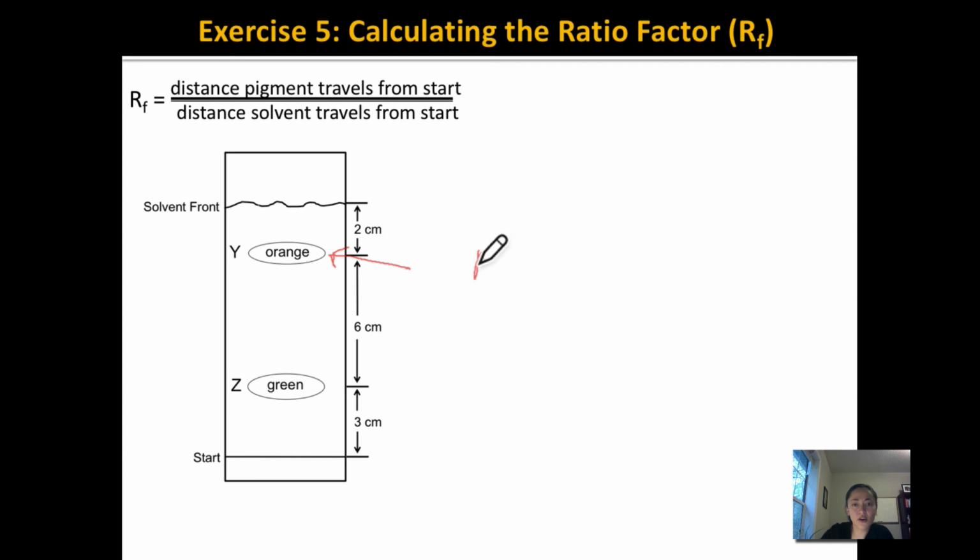If I want to calculate the RF for this orange pigment, well, that is going to equal the distance that pigment traveled from start, which would be 3 plus 6. And then I would divide that by the distance the solvent traveled, which would be 3 plus 6 plus 2. And that would equal 9 divided by 11, which equals 0.82.